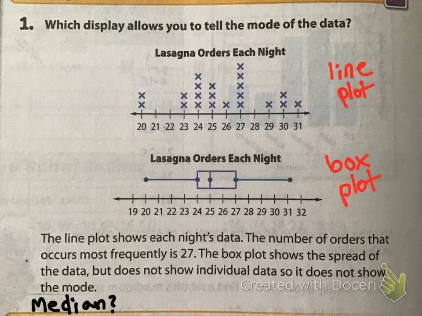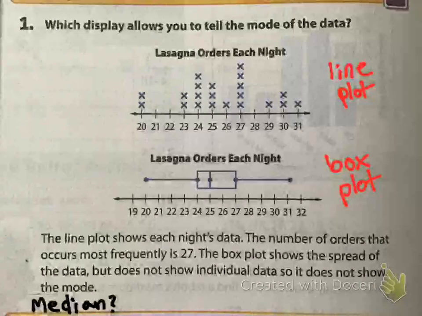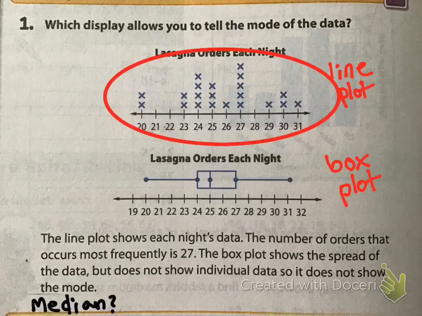Exactly. We look at a box plot and right there is our median. So we know our median is 25. If I was to look at this chart right here, I would have no idea what my median is.